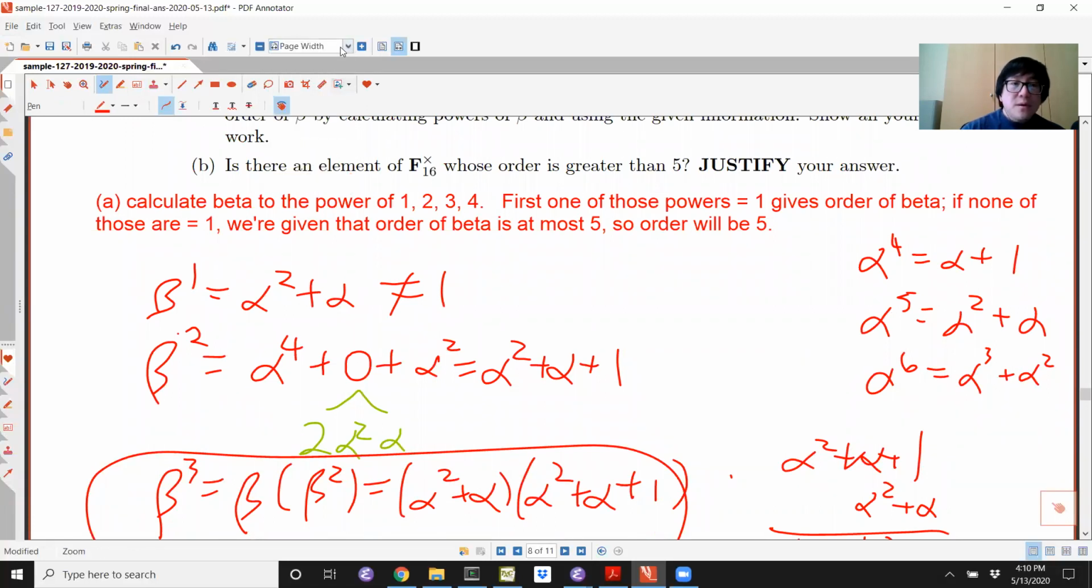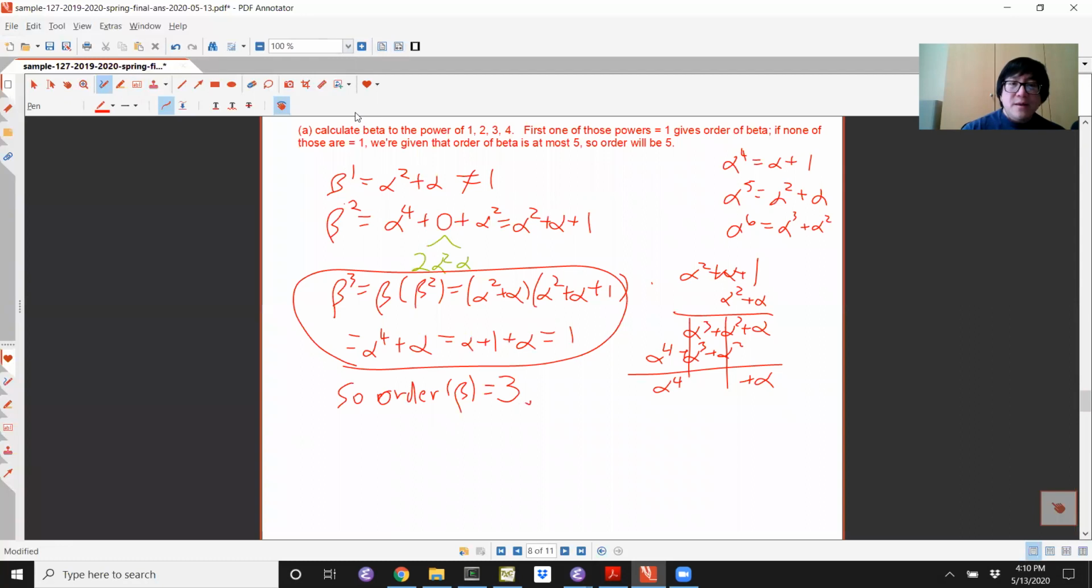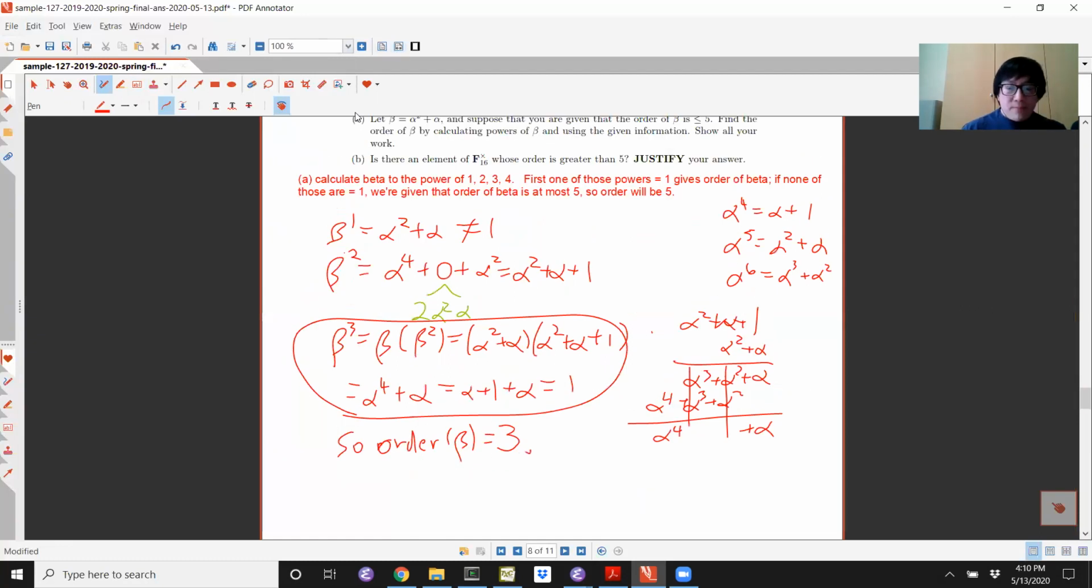So what happened to the whole page? No, it's too small. Okay, so is everybody good with part A so far? Okay, so now part B. Part B is shorter, but maybe more theory-ish.